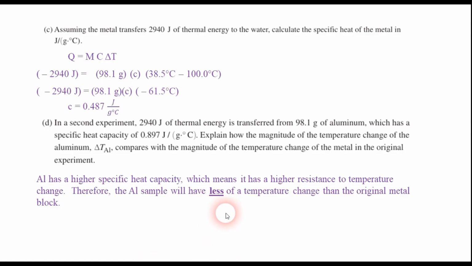Now, if you want to do a calculation, I think that would work as well. I think that you actually could plug into Q equals mc delta T, and we have the same number of joules being lost by the aluminum, the same amount of metal, the specific heat plugged in 0.897, and if you solve for delta T, you'll find that with the aluminum, we have a drop of 33.4 degrees compared to a drop of 61.5 degrees, which we had with the original block of metal. So I think that you could answer this using a calculation. I think that you could answer this with the concept of what specific heat capacity is. So we have a couple possibilities there.